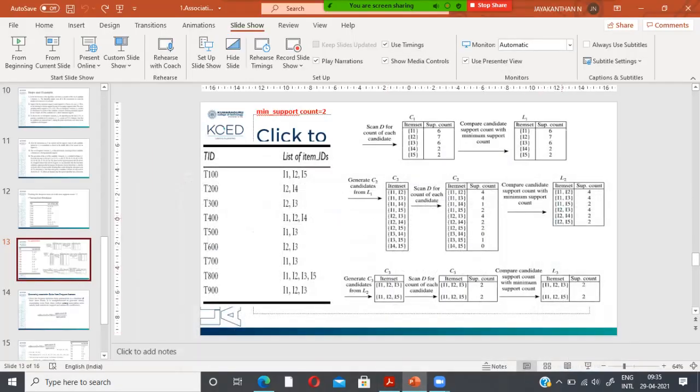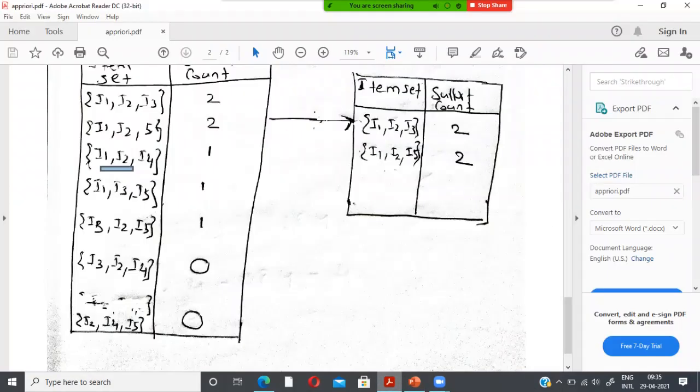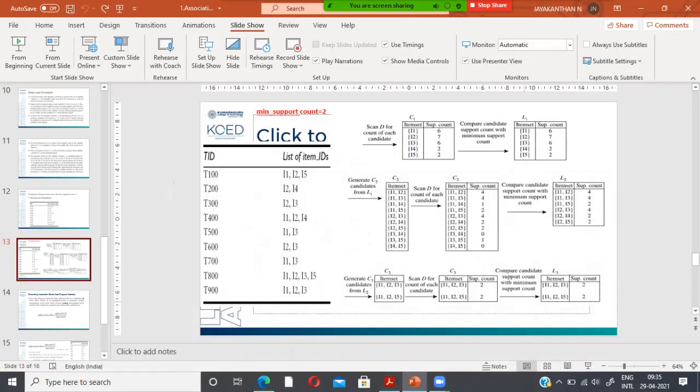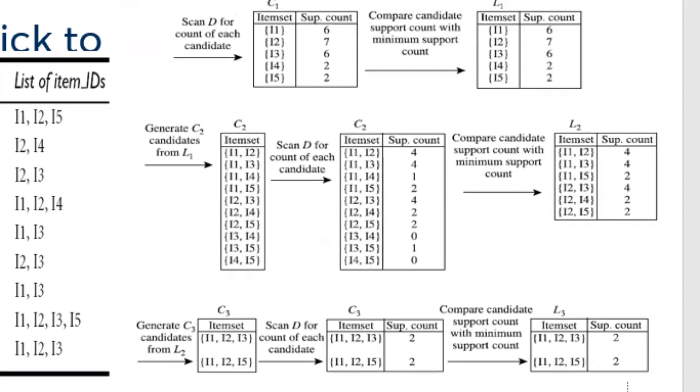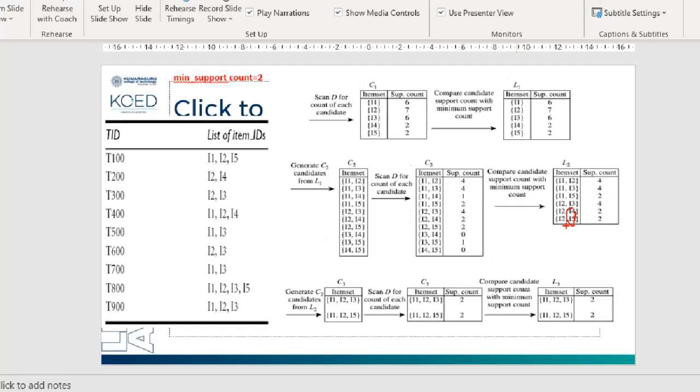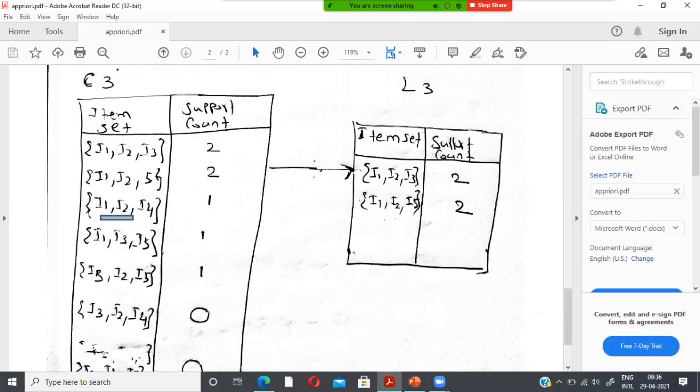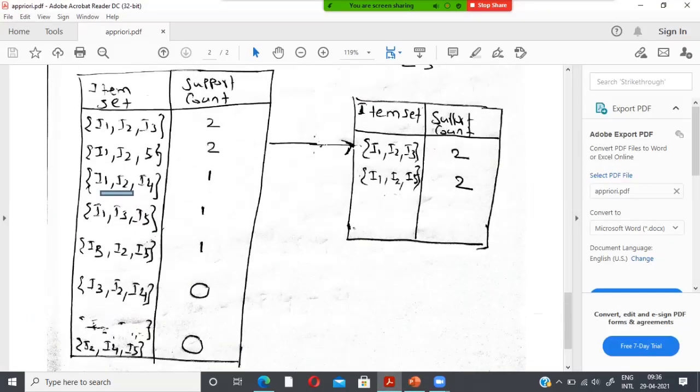Next, I am comparing I2, I3, I5, then 2, 3, 5 is already in the database. I'm comparing the last two transactions. They contain only 2 items, so it is infrequent, and I'm not adding it to the database. So this is my 3 item set.